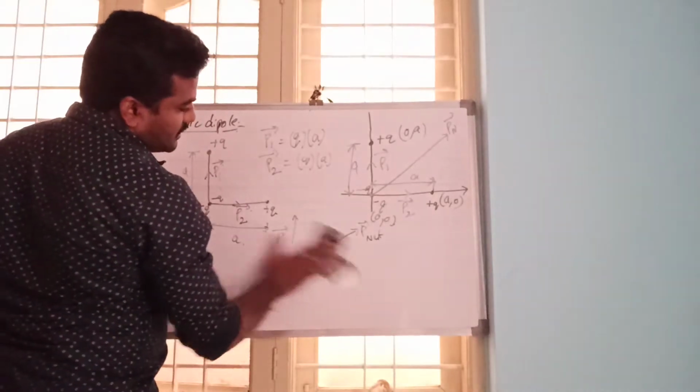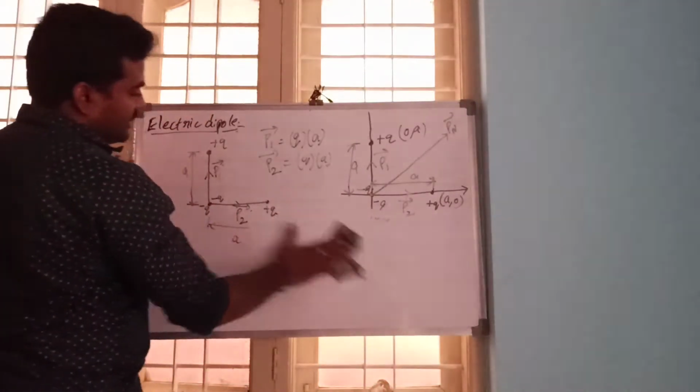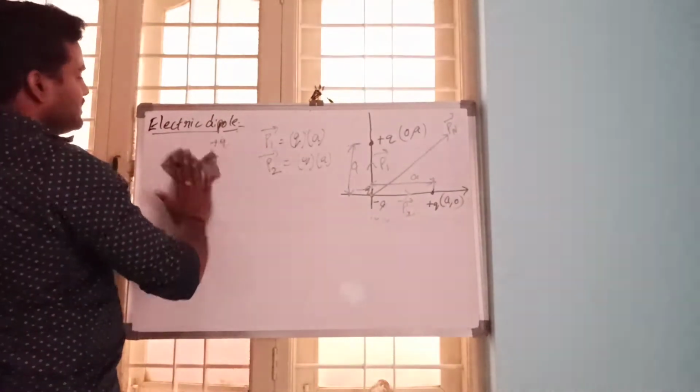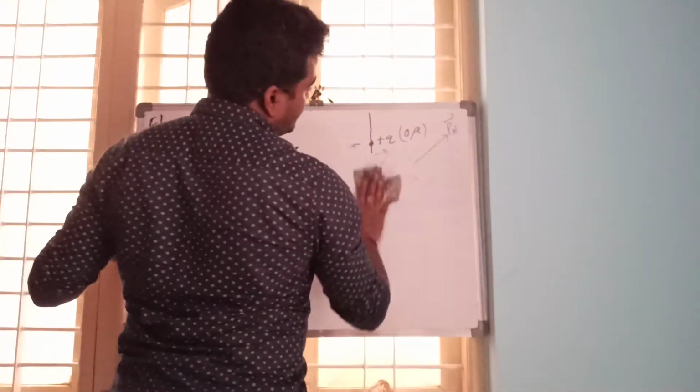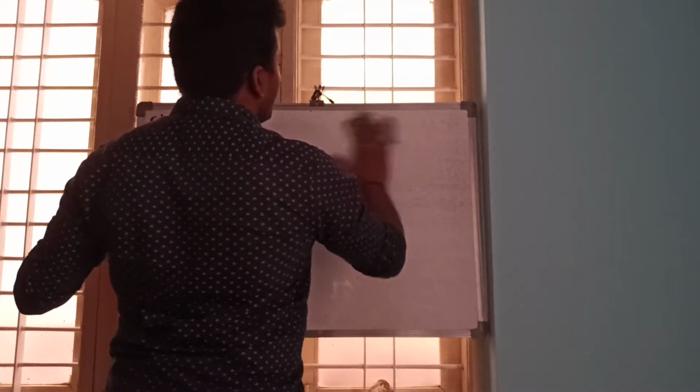Now let us find the electric field due to a dipole on the axis of the dipole. On the axis of the dipole.